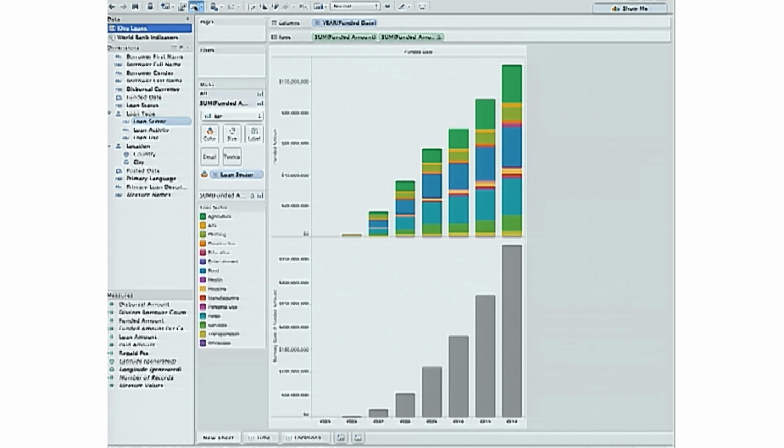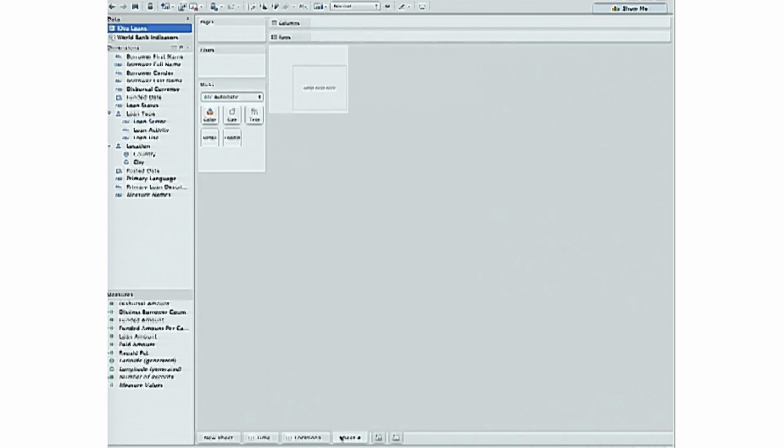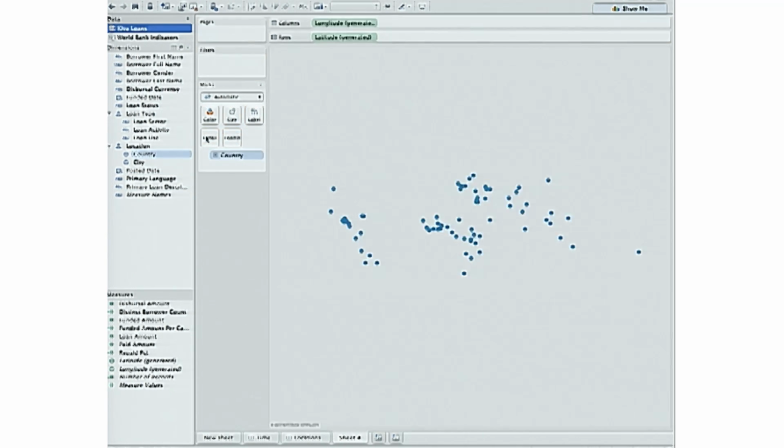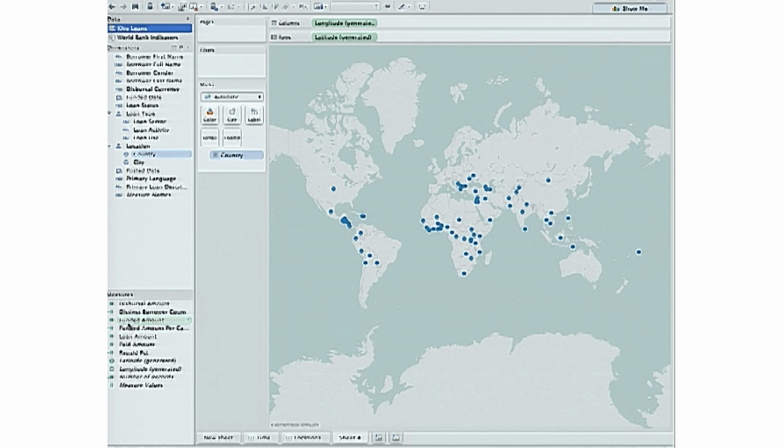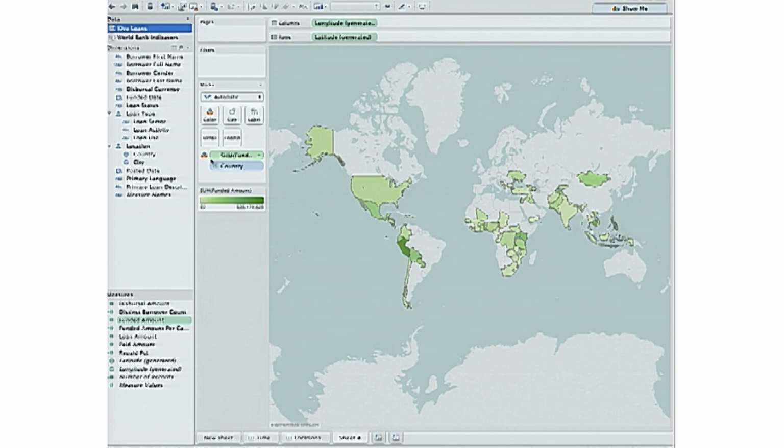I could also, actually, let me make a new sheet. We could also go look at the country data. So you can drag out the country here and drop funded amount on the vertical, and you can see that the loans have been happening all over the world, and you can tell the story about that. So at this point, we're starting to get into the data. We've done a bunch of exploration. We're starting to get a sense of a story.